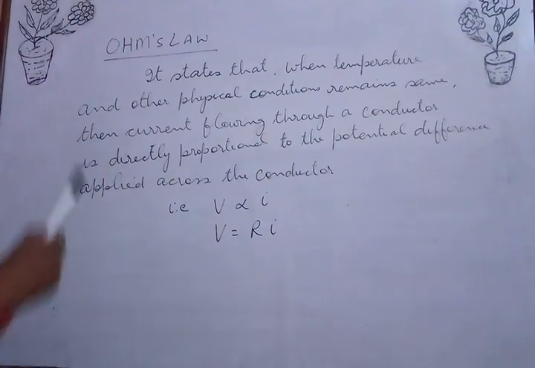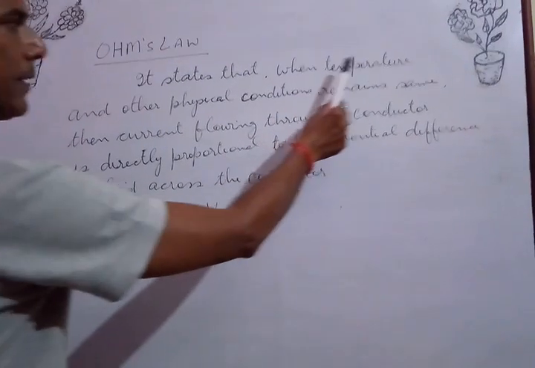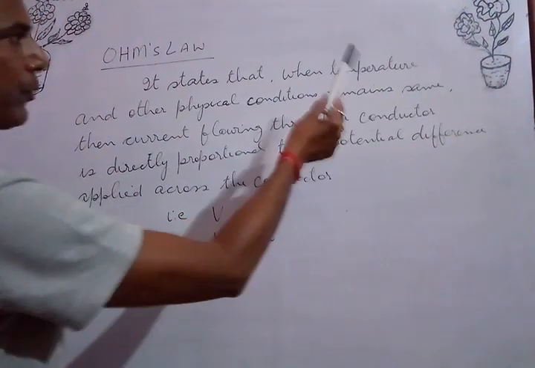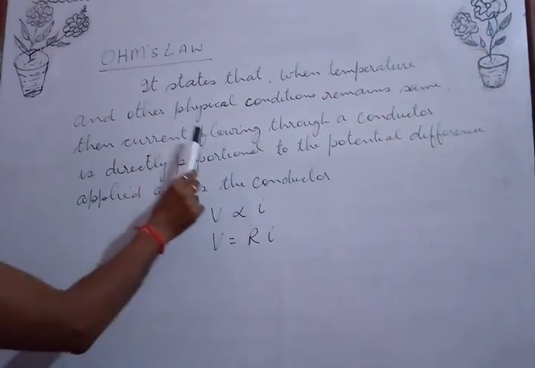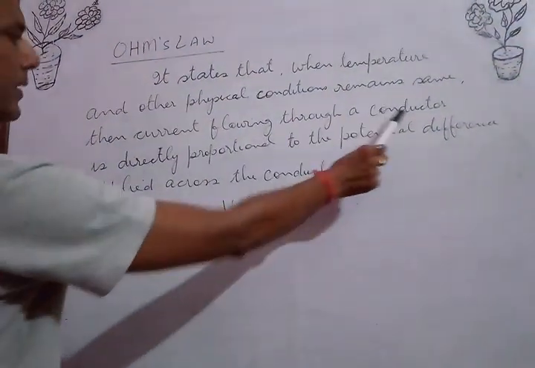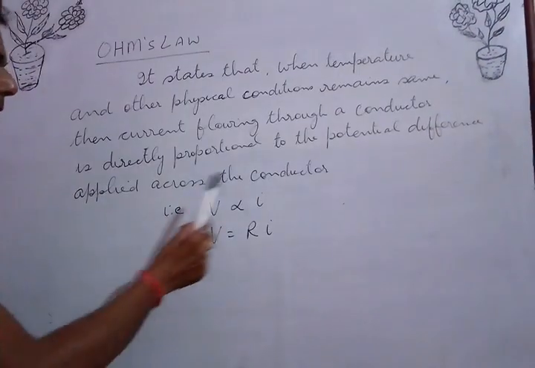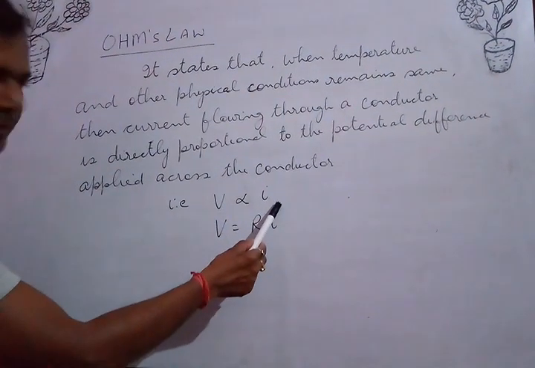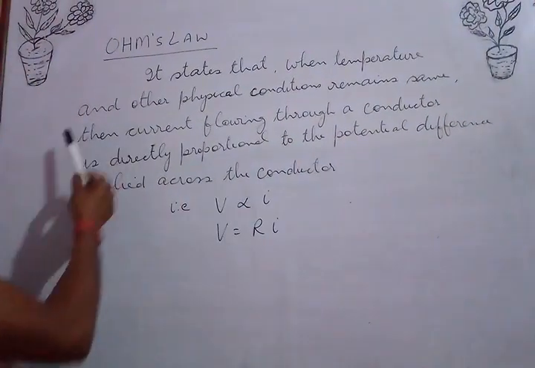Next very important topic is Ohm's law. It states that when temperature and other physical conditions remain the same, the current flowing through a conductor is directly proportional to the potential difference applied across the conductor. A very important point is that the temperature should remain constant. That is, V is proportional to I. We remove the proportionality sign and put a constant, V is equal to RI. So this is your Ohm's law.